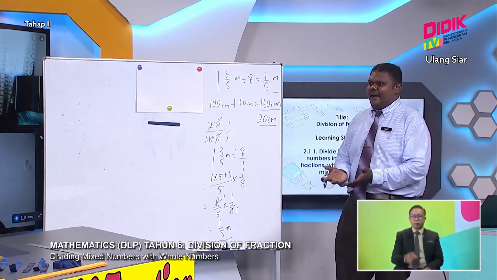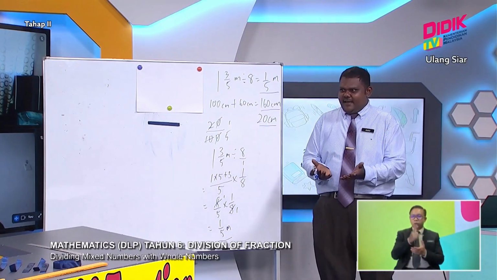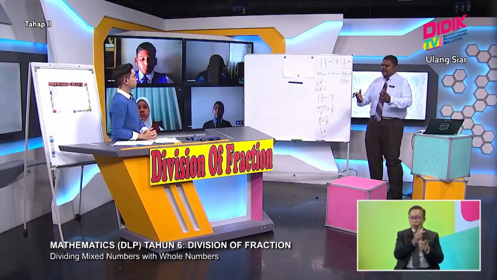So you will get the whole part. I see. I have 1 watermelon. Yeah, I share it with me. So I will get the 1 whole.